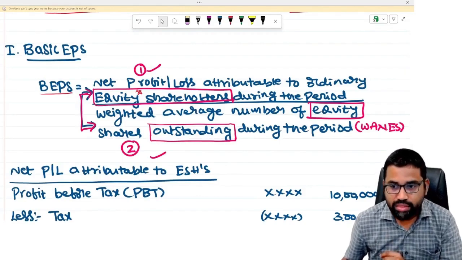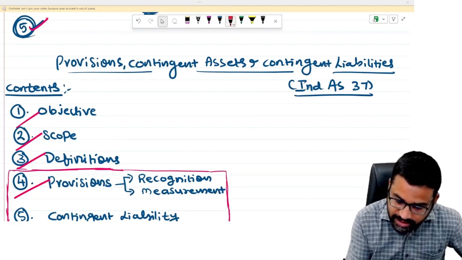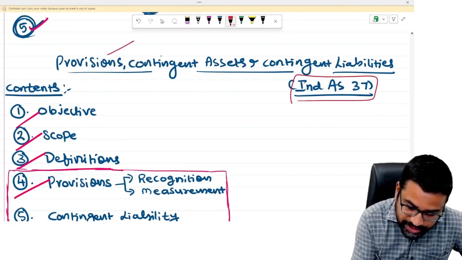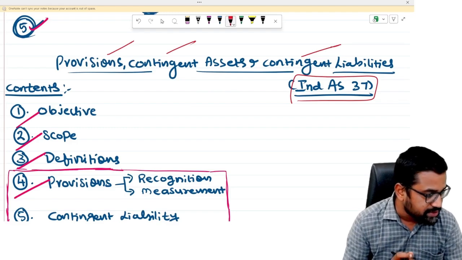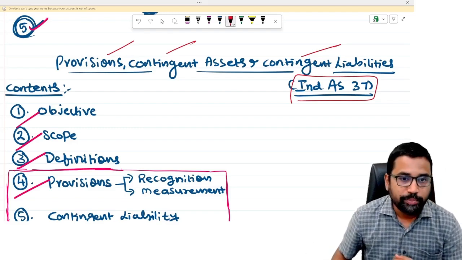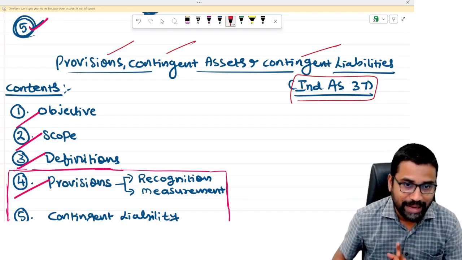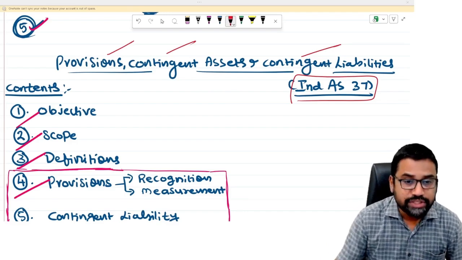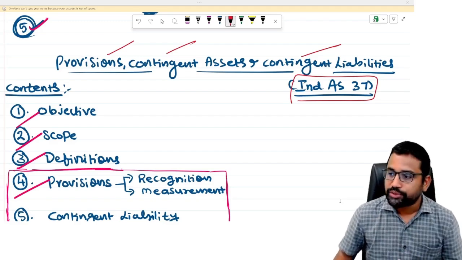Okay. Now the next standard for discussion is Ind AS 37, sir, which talks about provisions, contingent assets and contingent liabilities. So 3 topics we are going to cover in this chapter. One is provisions, another one is contingent assets, another one is contingent liabilities. So 3 topics we are going to discuss.